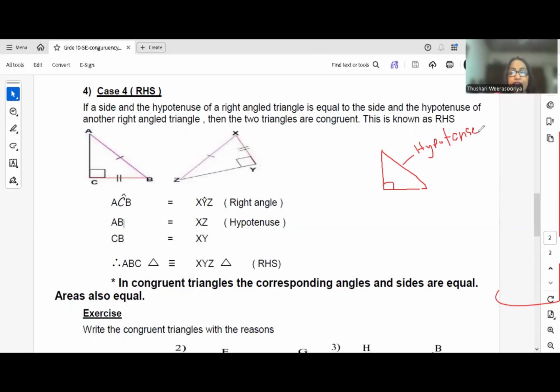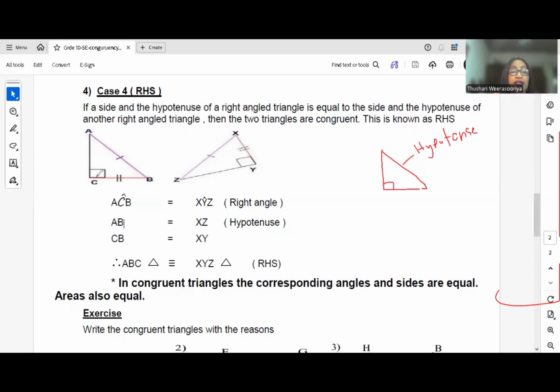Now, in this case, always in two triangles, a side and the hypotenuse of a right angle triangle are equal to a side and the hypotenuse of another right angle triangle. Then the two triangles are congruent.